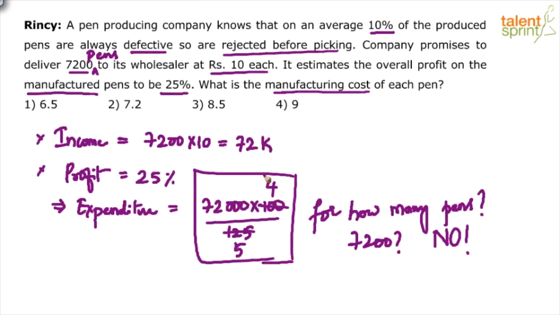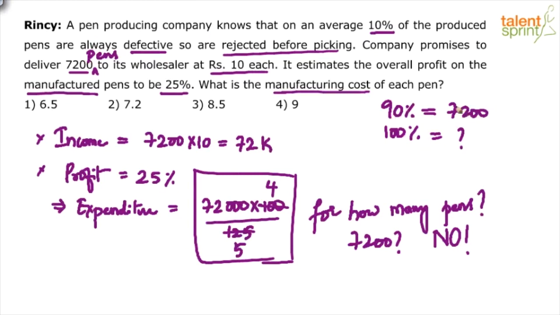Remember, the company knows that 10% of the produced pens will get rejected because they are defective. So if it has promised to deliver 7,200 pens, they should produce more number of pens. Are you able to follow? They just cannot produce 7,200 and deliver 7,200. There is some leakage here. So I can say that 90% of their production is 7,200. Why are we taking 90% of the production as 7,200? Because 10% will get rejected, right? Only 90% will get sold. So that 90% is equal to 7,200.